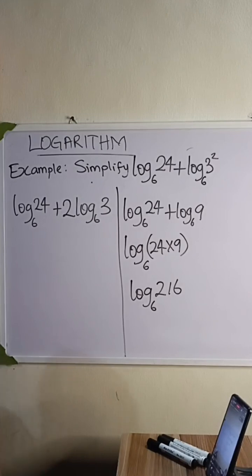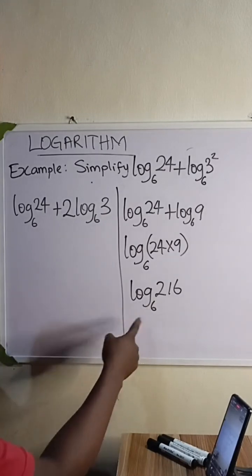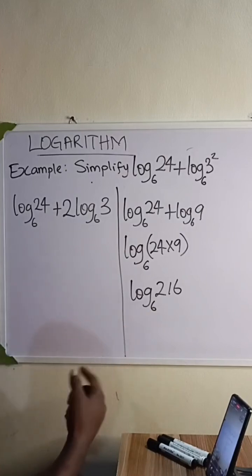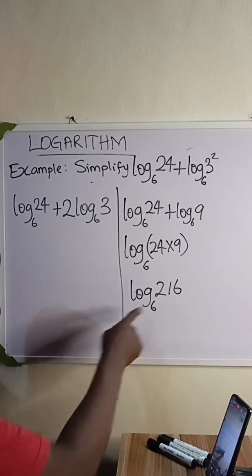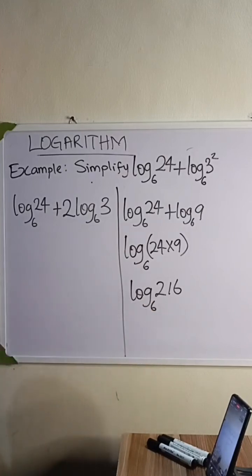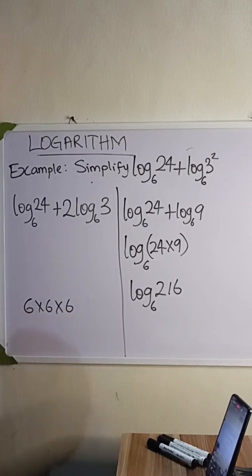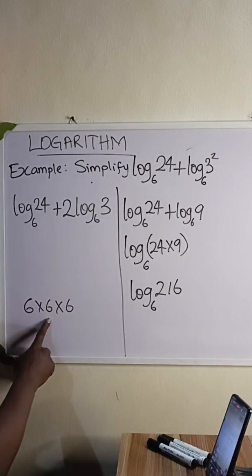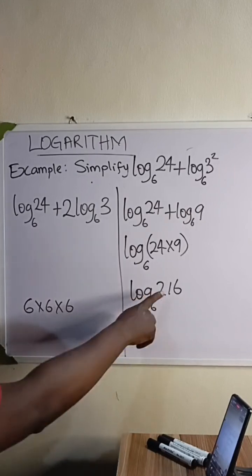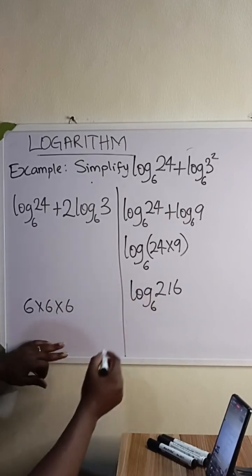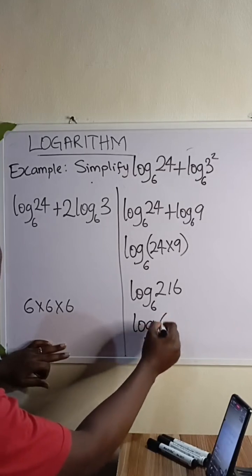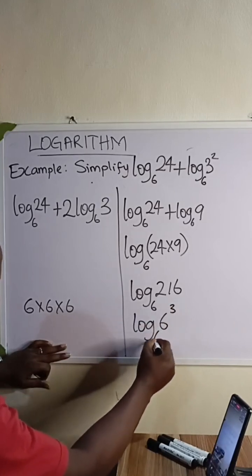The first thing we need to think of is, is it possible for us to multiply 6 by itself and get 216? Let's check. Can 6 multiply itself to give us 216? And how many times will it do so? 6 times 6 times 6, what will you get? 3 times, because 6 times 6 will give you 36. 36 times 6 will give you 216. So this will give us log 6 to the power of 3 base 6.